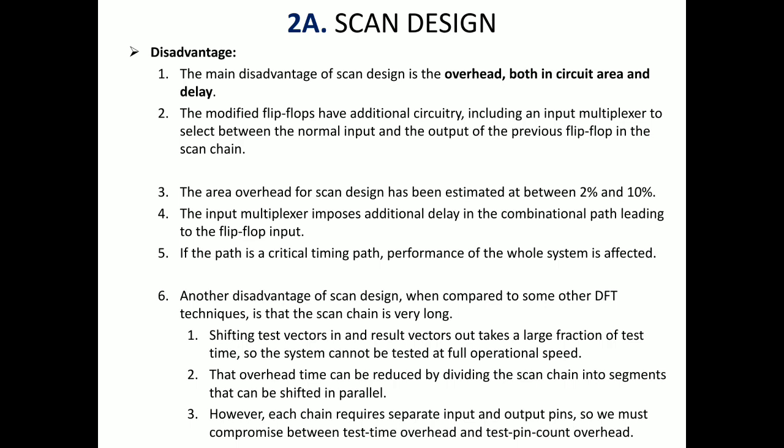The input multiplexer imposes additional delay in the combinational path leading to the flip-flop input. Right, we are using multiplexers. A multiplexer is a combinational circuit, that is an additional circuit. The propagation delay through it is also considered, so the delay is increased here. If the path is a critical timing path, the performance of the whole system is affected. What is meant by a critical timing path?